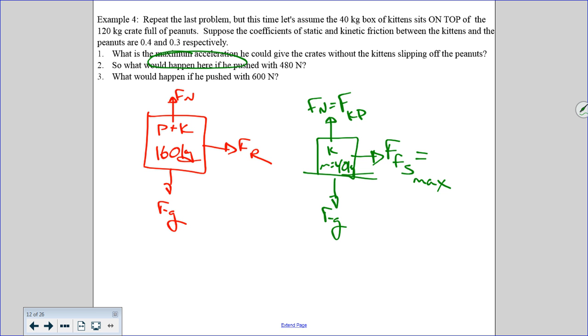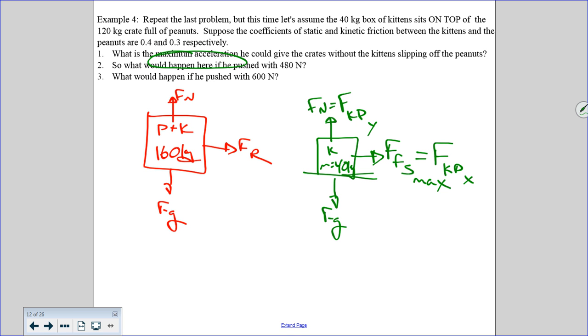Where does that maximum static friction come from? Like, it's the friction between what and what? The peanuts and the kittens again, right? So this is another force on the kittens by the peanuts, isn't it? So there are two forces on the kittens by the peanuts. They're providing a normal force to hold up the kittens, and they're providing friction to push the kittens forward. Follow? So you might want to call this the y component, and call this the x component.